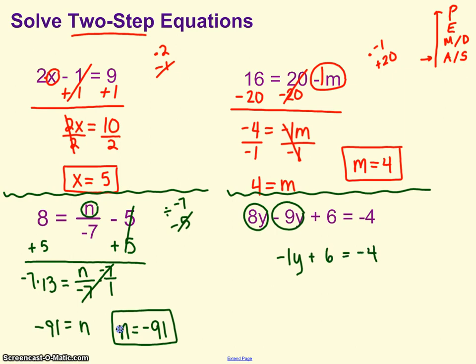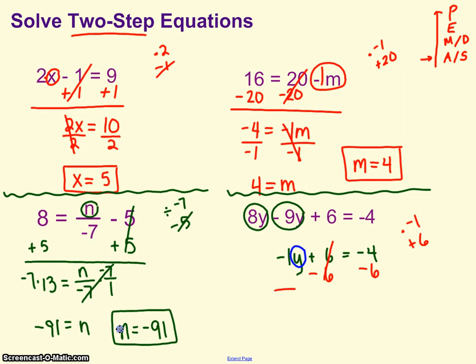Alright, so now we have it down to a two-step equation. Here's our y over here on the left. The operations we have with the y: we are multiplying by negative 1, and we also are adding a 6. So we're going to start with the addition or subtraction first. The opposite of adding 6 is subtracting 6. So we'll subtract 6 from both sides.